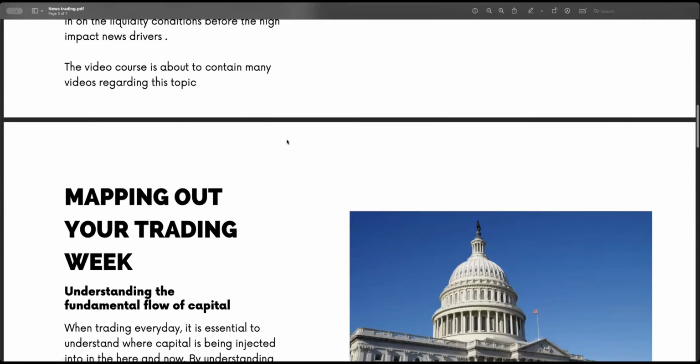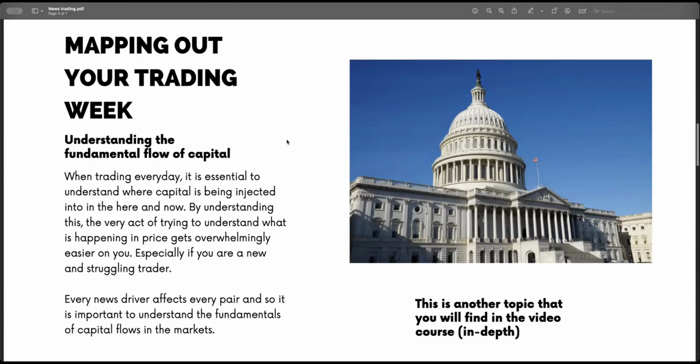All right. So now you have to understand that every trading week, you have to map out your trading week, right? You have to understand the fundamental flow of capital. Okay. So when you're trading every day, it is essential to understand where capital is being injected in the here and now, right? You're not worried about what's going to happen in the New York session. You're not worried about what happened yesterday. You are trying to understand what's happening right now. Because by understanding this, the very act of trying to understand what is happening in price gets overwhelmingly easier on you. And you will learn why in a few minutes.